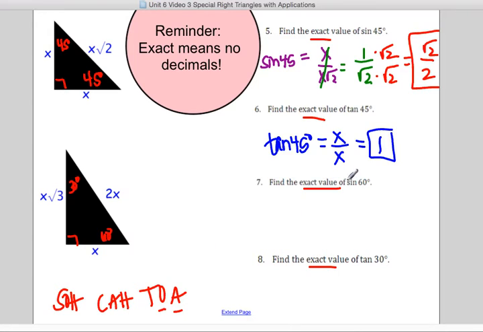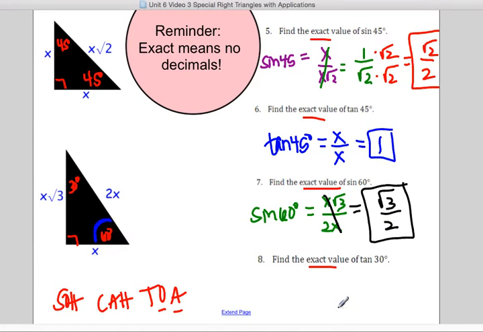Now it says find the value of sine of 60 degrees. So that means I'm looking at this angle. And if I'm doing sine, it's opposite over hypotenuse, so sine of 60. My opposite is x square root of 3 over my hypotenuse, 2x. Here I notice my x's will cancel, and so I'm left with square root of 3 over 2. So sine of 60 is square root of 3 over 2.